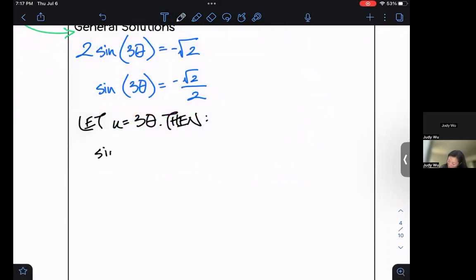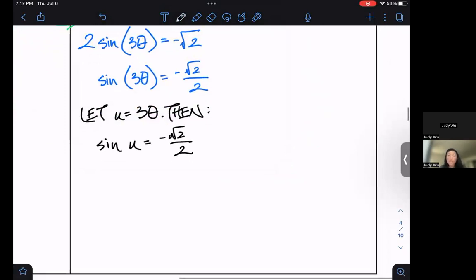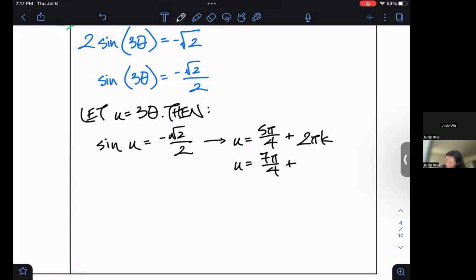We have sine u equals negative root 2 over 2. Now, we know from our unit circle, that means that u will be, let's see, where is the y value equal to negative root 2 over 2? That's going to be 5 pi over 4 plus 2 pi k. And u will equal 7 pi over 4 plus 2 pi k. And in both cases, k is an integer.